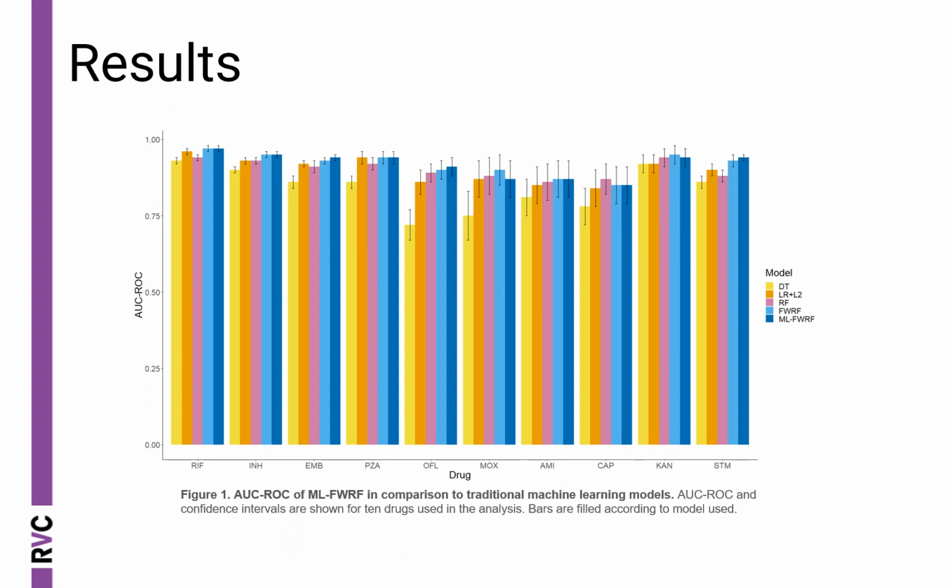We wanted to compare the performance of our model to several other models to see how the multi-label feature-weighted random forest model compared to more traditional approaches. You can see here that across all of the drugs, we achieve moderate to high performance in terms of the AUC-ROC. We see that the AUC-ROC is particularly high for rifampicin, isoniazid, ethambutol, and pyrazinamide, and these are the first-line drugs. In terms of sensitivity, the multi-label feature-weighted random forest model exceeded that of traditional approaches.